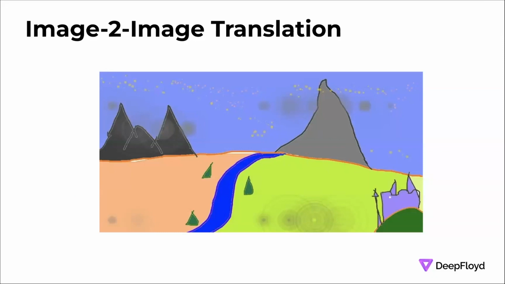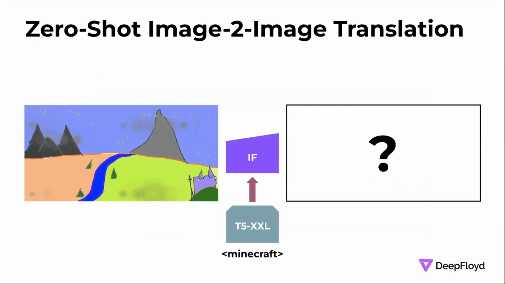Another great and very useful ability of our model is zero-shot image-to-image translation, which allows us to make some alterations, some modifications of the initial image, to change its style or to add some details. For instance, here we have an image of some sketch we'd like to use, and we would like to get it in the style of Minecraft. So what can we do with that?